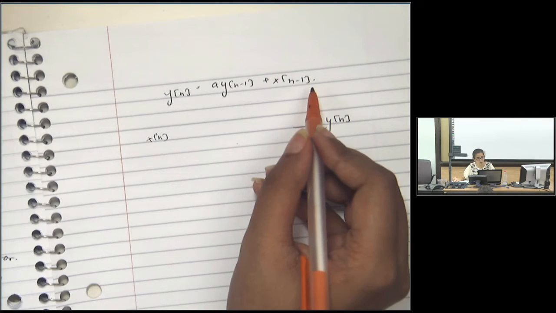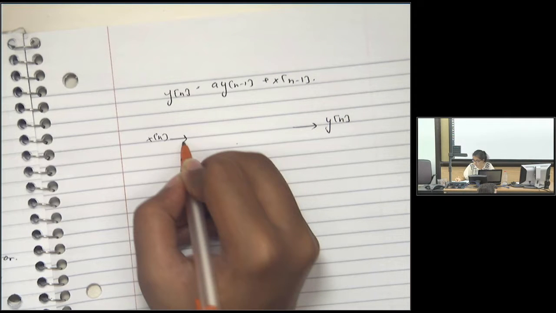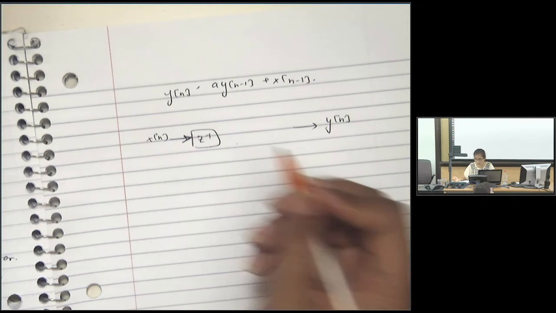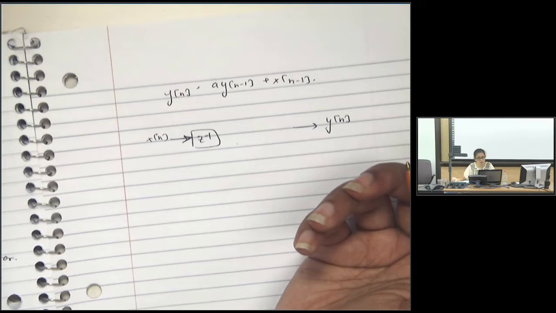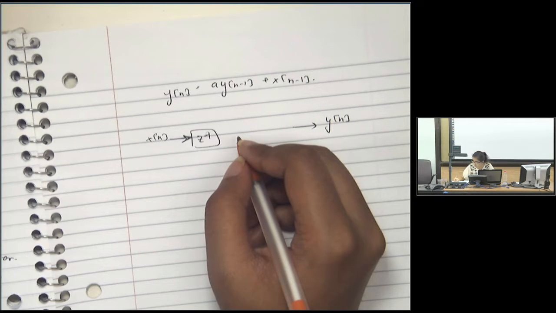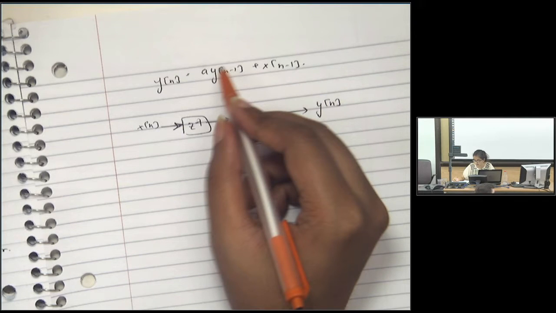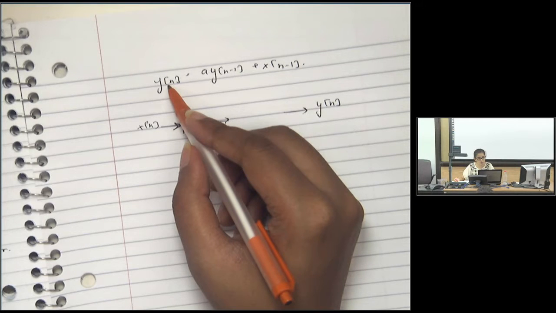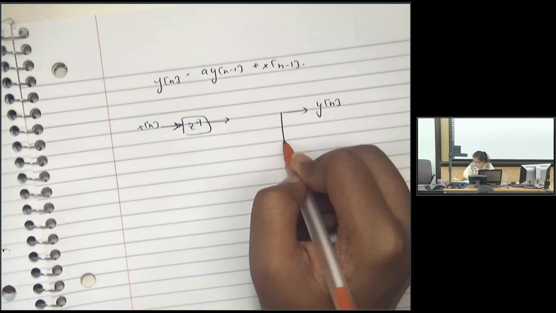By how much do I have to delay it? 1. So I'll just write 1 z inverse, my ideal delay. This will cause a delay of 1. If I have 2 of these, I'll have a delay of 2, or I can increase this power and have that much amount of delay. Fine. Now this thing is added with this thing, and this is nothing but y of n delayed by 1. So I'll take my y of n and delay it by 1.